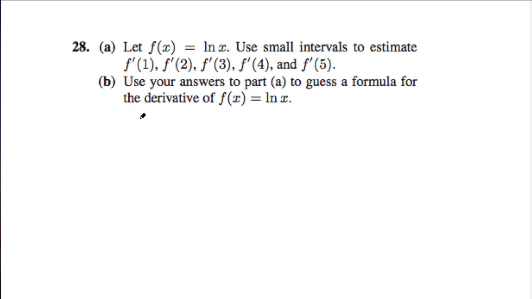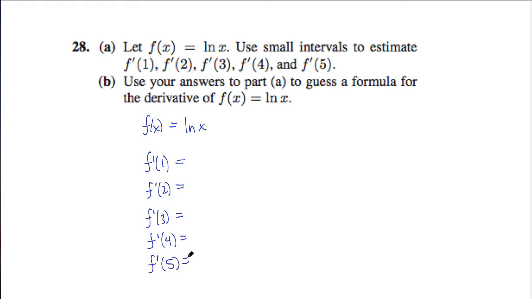For number 28, we are given a function f of x equal to the natural log of x. And we want to use small intervals to estimate the derivative at x equals 1, x equals 2, x equals 3, x equals 4, and x equals 5. So, in order to do this, I'm actually going to use my calculator, and I'm really going to use my symmetric difference formula.